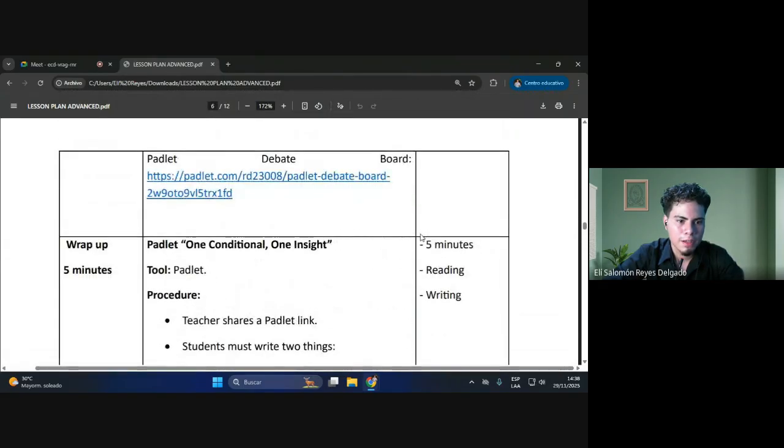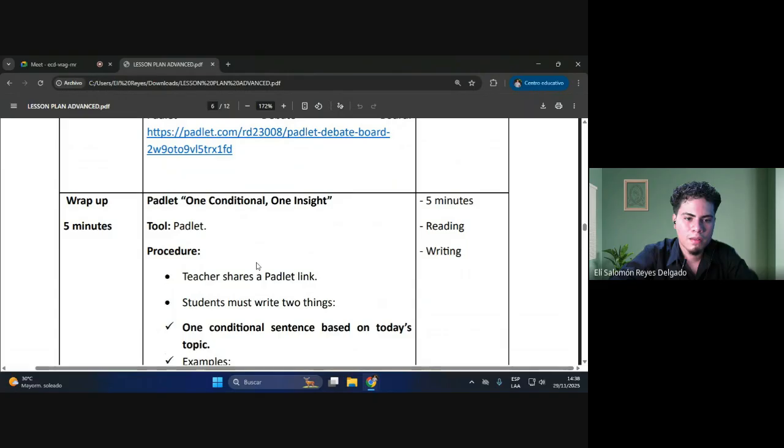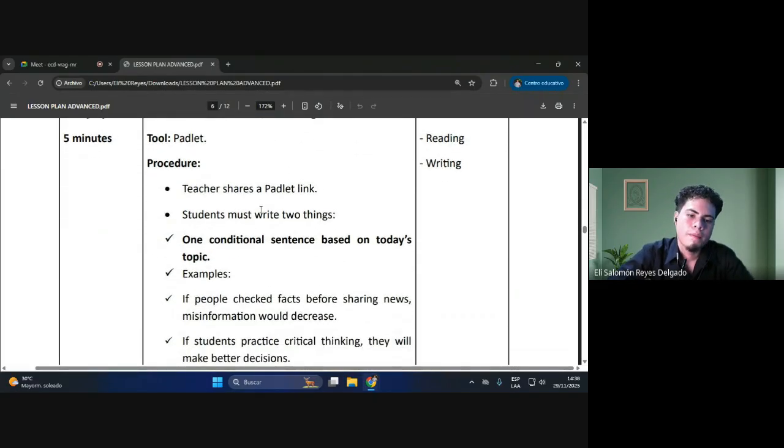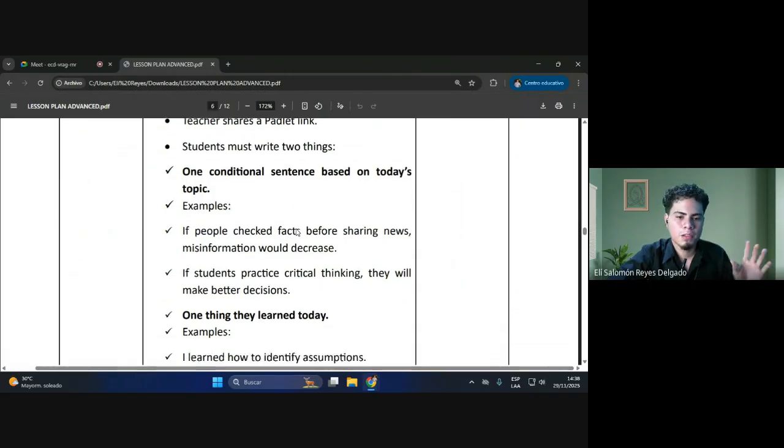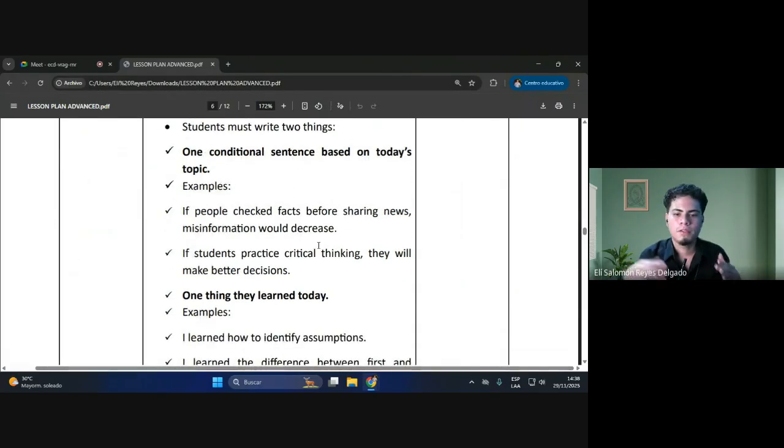Now, after that, we have the wrap-up stage. For this stage, we have 5 minutes, and with our students we're going to develop reading and writing skills. And we have again the Padlet platform, One Conditional, One Insight. The teacher shares a Padlet link. A student must write one conditional sentence based on today's topic. For example, if people checked facts before sharing news, misinformation would decrease. If students practice critical thinking, they will make better decisions.